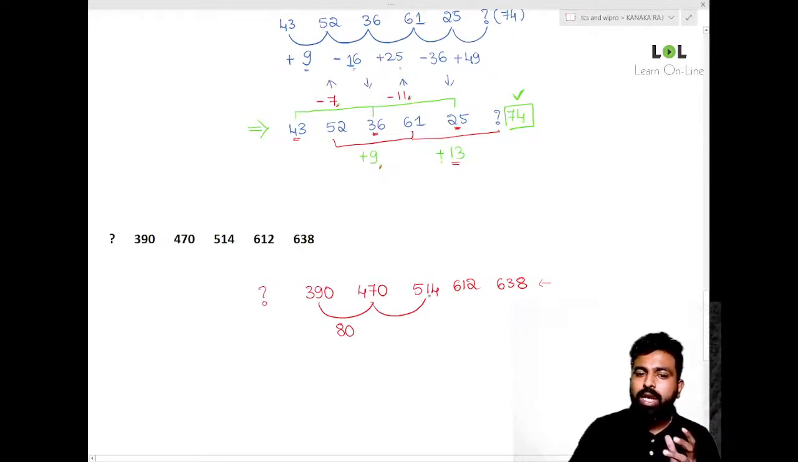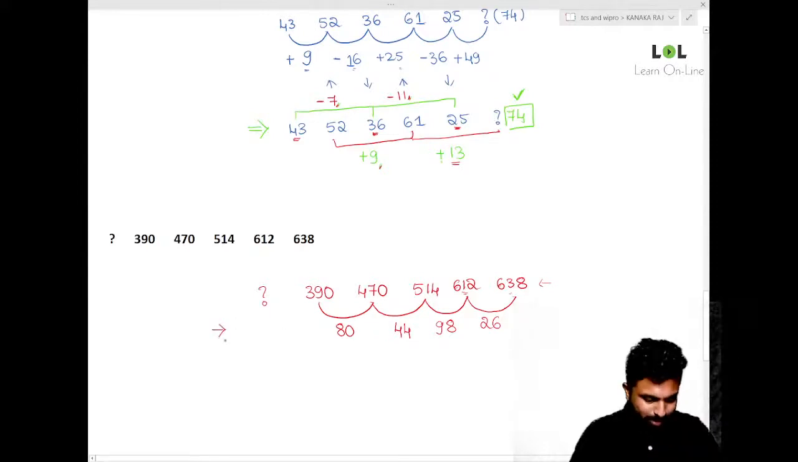470 plus what gives you 514? 470 plus 40 gives you 510, plus 4 gives you 514. Now 514 and 612. 514 plus 8 gives you 522. 522 plus what gives you 612? 522 plus 98. Next one. What is the difference here? 612 and 638. 612 plus 6, 618. 618 plus 20 gives you 638. So if you observe this series, you're not able to tell anything.